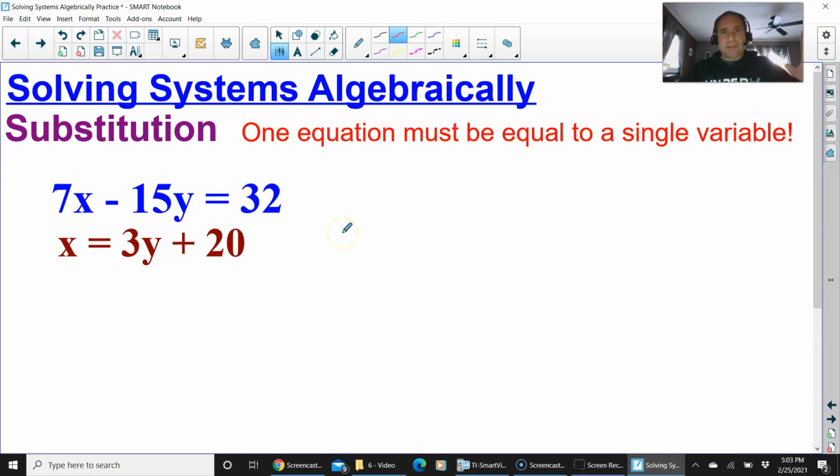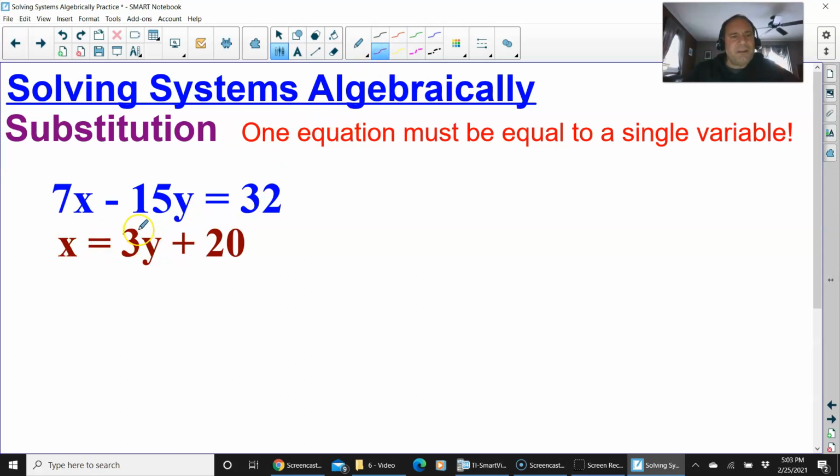So this is still substitution. We're still going to use substitution. So the rule is that one equation must be equal to a single variable. That one equation is this one, the second one, which is equal to a single variable. Now you know how I put the equal sign in the middle before? They're not equal to each other. 7x is not equal to x. So that means that you can't set anything equal. You have to use substitution.